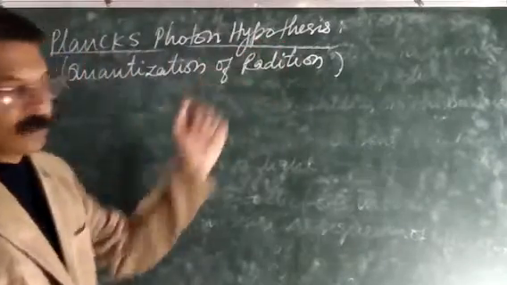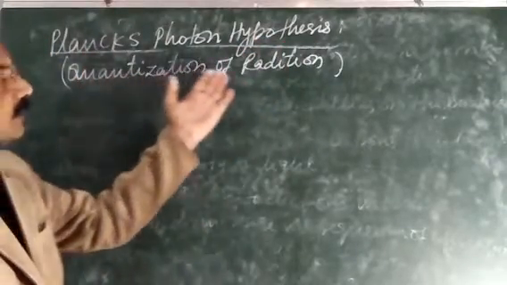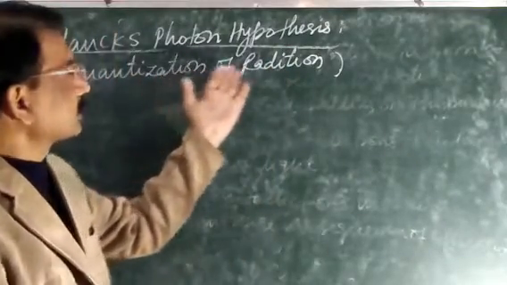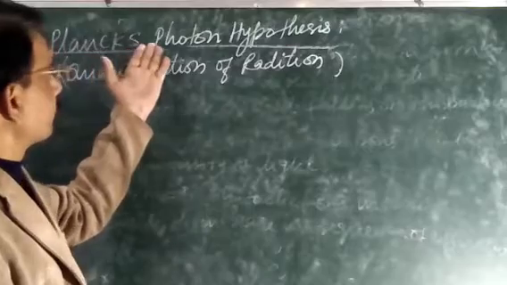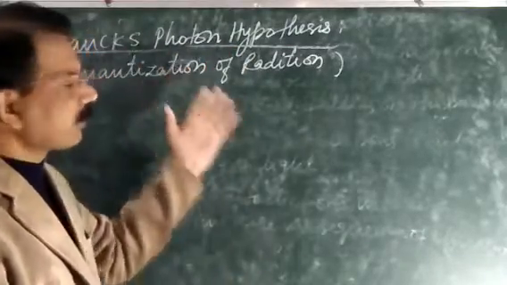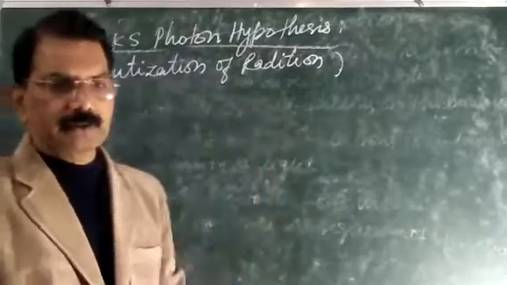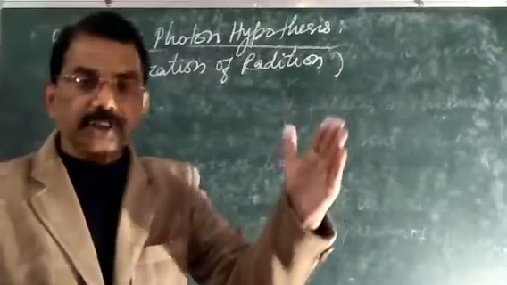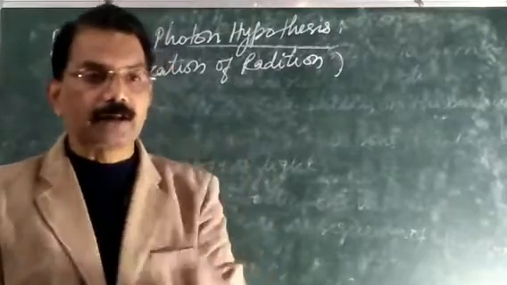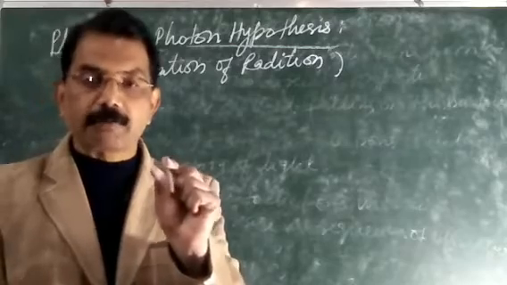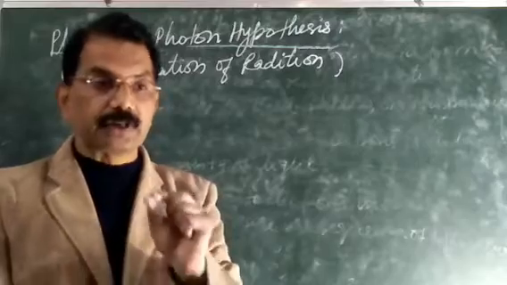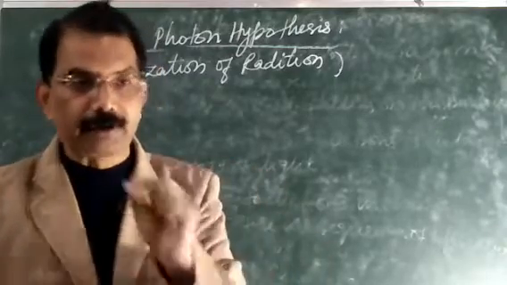Planck's photon hypothesis, and this one is what here? Quantization of radiation. Several times this question was asked, to define what is the quantization of radiation. I hope many of you know it. Planck's photon hypothesis, or Planck's quantum theory. According to Planck, light or radiation comes in the form of energy packets or energy bundles, and each packet or bundle was earlier called quanta, and later it was named a photon.